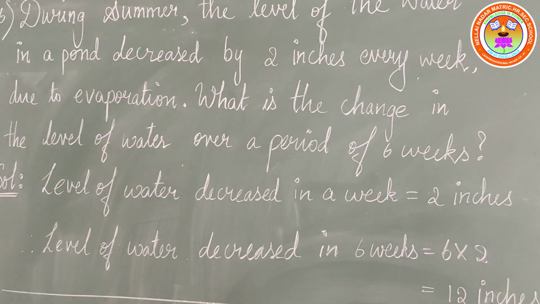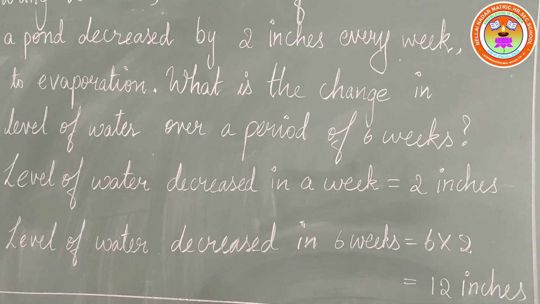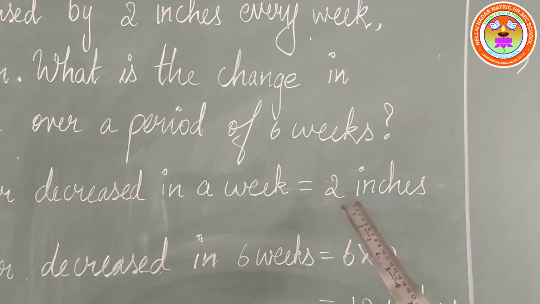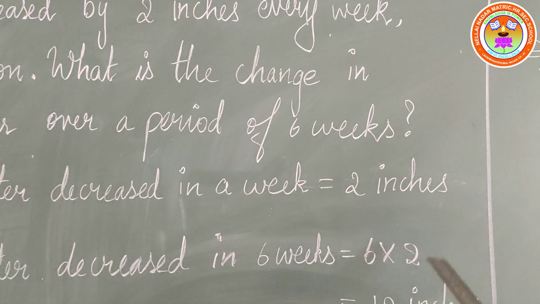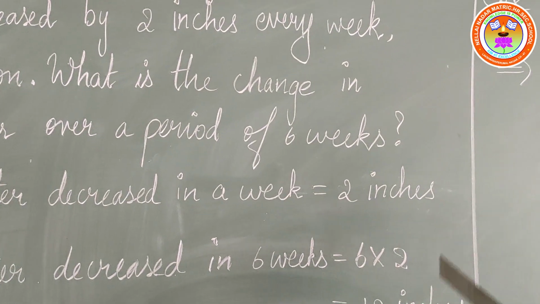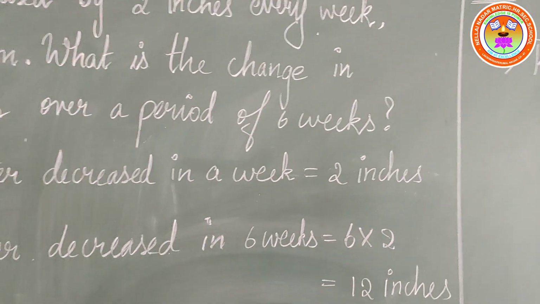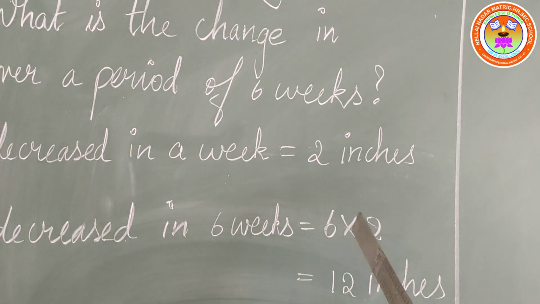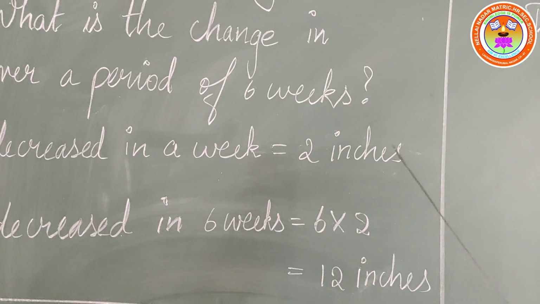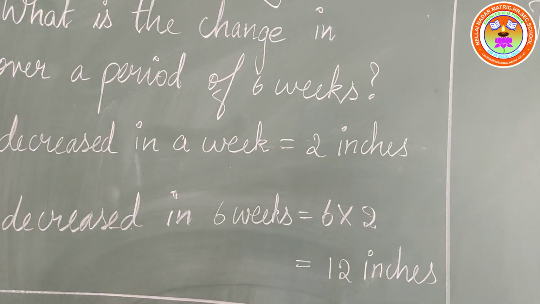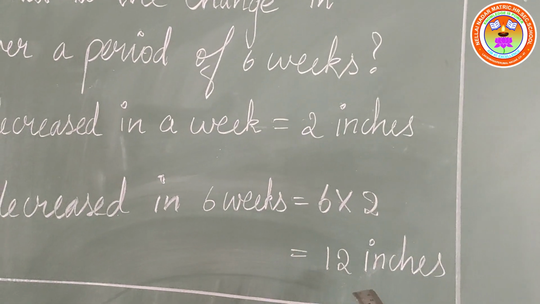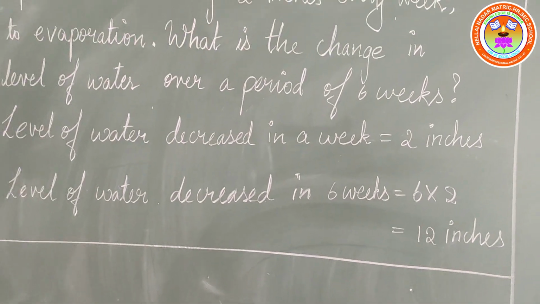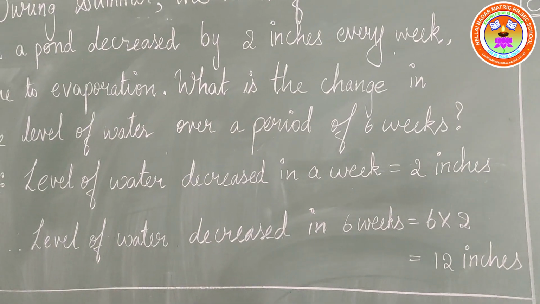So now level of water decreased in 6 weeks will be equal to 6, that is the number of weeks, into how much per week it is decreasing. So 6 into 2. 6 is the number of weeks into inches, 2 inches it is decreasing for every week. So 6 into 2 is how much? 12 inches. So the change in the level of water will be 12 inches.